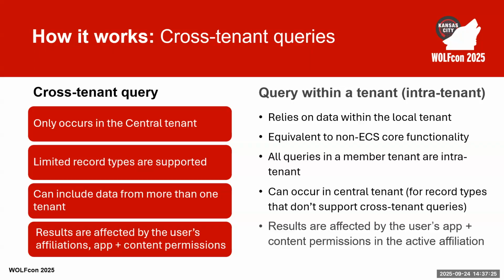And again, you have to have access to permissions in any given tenant or affiliation, as well as the Lists app. Otherwise, you wouldn't be able to see the content for that. And then on the right, it's showing essentially how it works in a non-ECS environment, which is the same as how it works within a tenant of an ECS environment, non-central tenant.